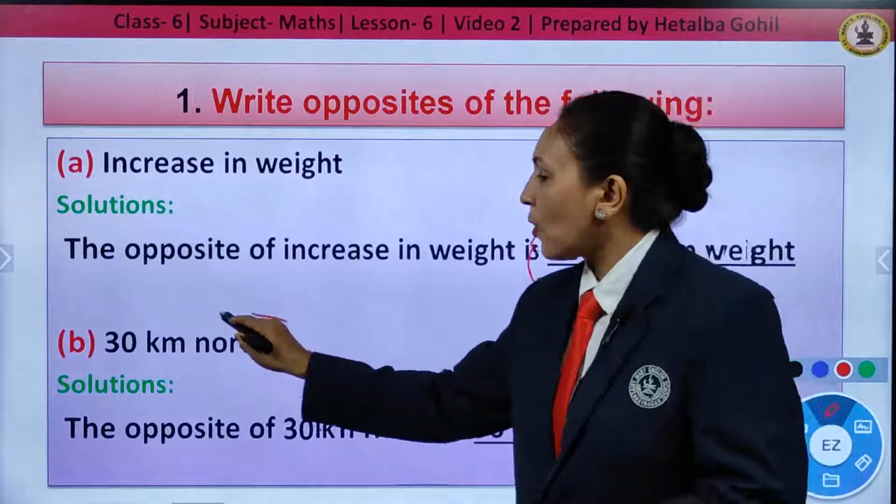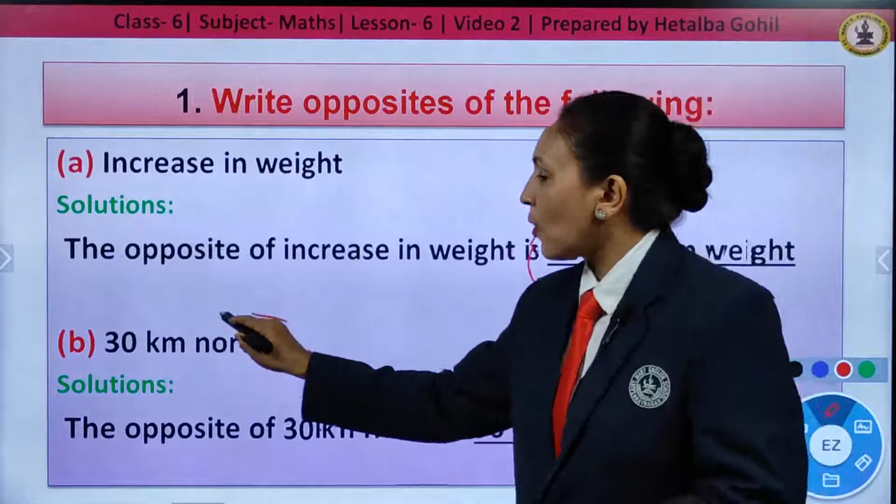Next, 100 meter above sea level. Above means, you understand, that is up. So what is the opposite of it? Below. Okay. So the opposite of 100 meter above sea level is 100 meter below sea level. Okay. Let us go for the next question, children.